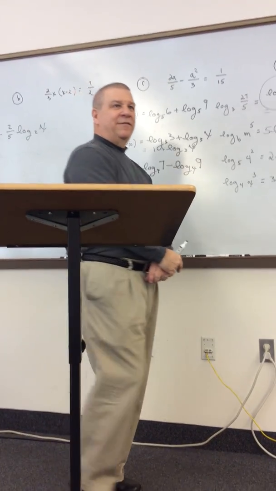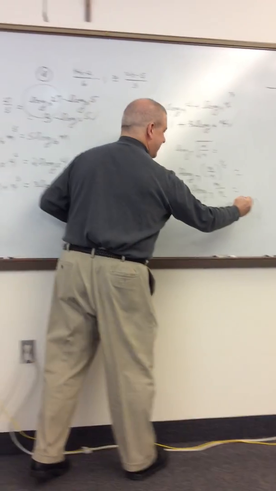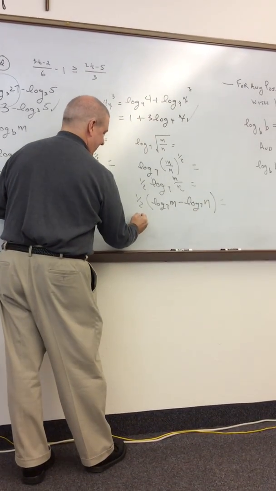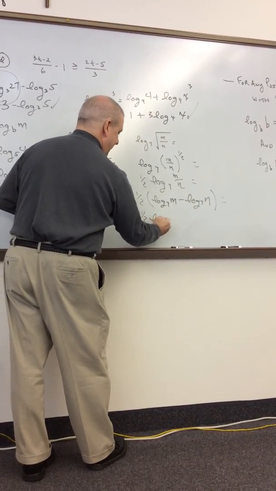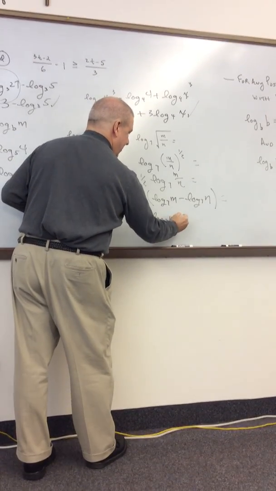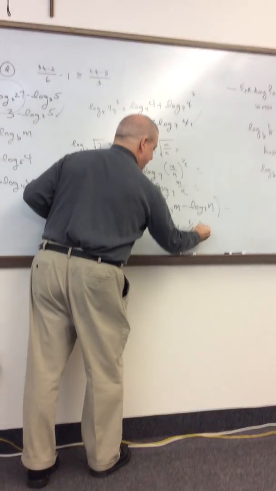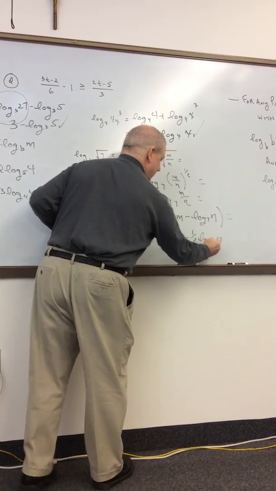Howard? You just have to distribute. Exactly. Just distribute the 1/2 through to everything. 1/2 log of m minus 1/2 log of n.